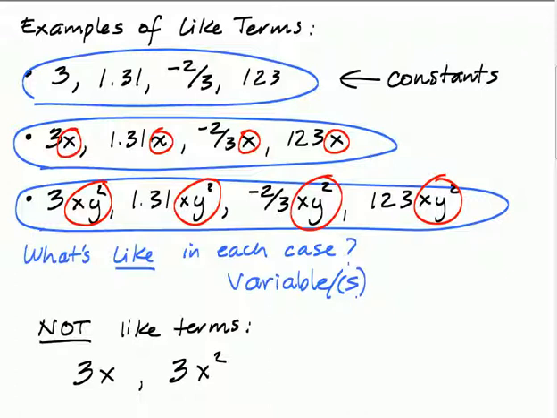One thing I want to point out, because it's a common mistake: students will see something like this, 3x and 3x squared, and say, oh, the variable's x, but it's more than just x in this second case. The variable part of this is x squared, so these are not like terms. The variable part of your expression has to be exactly the same.